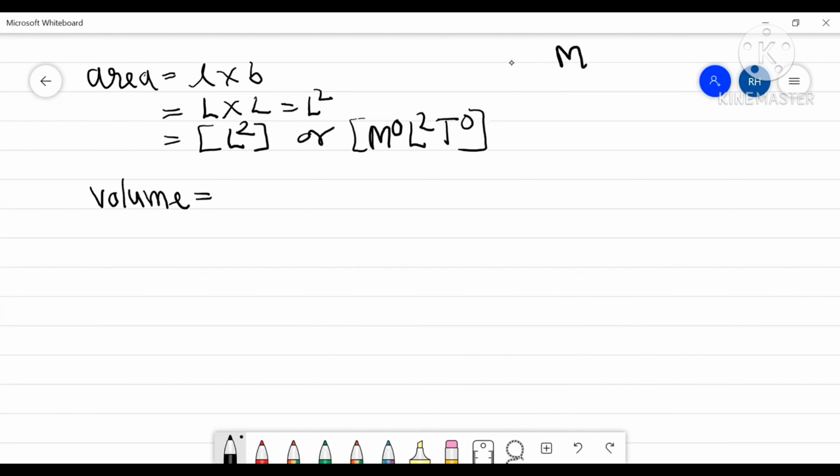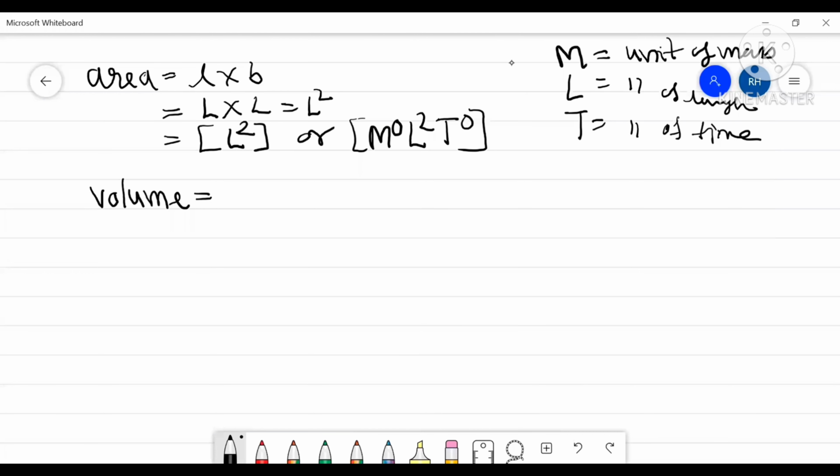In dimension, M means what? MLT. This must be clear. In dimension, capital M means not ma'am, it means mass. It is the unit of mass. L means the unit of length and T means the unit of time. Anywhere you write here, this is the unit of mass, unit of length and unit of time. Is it clear? This is not a time, this is a unit of time, that is second.